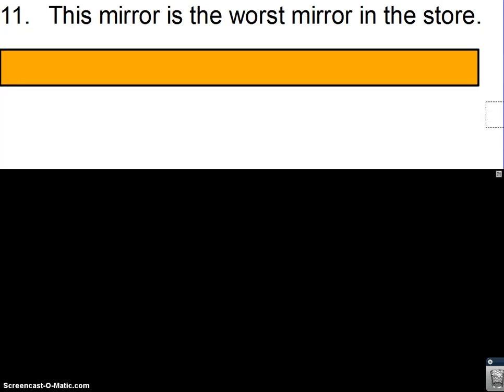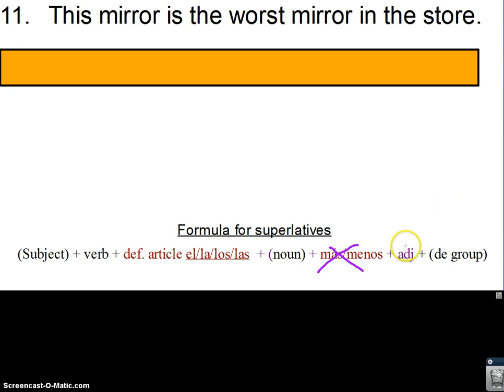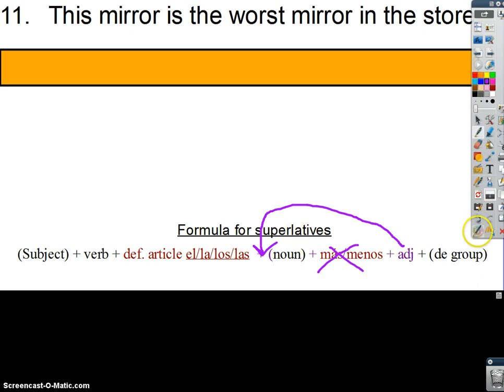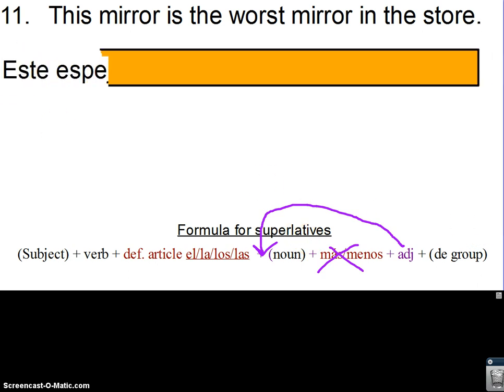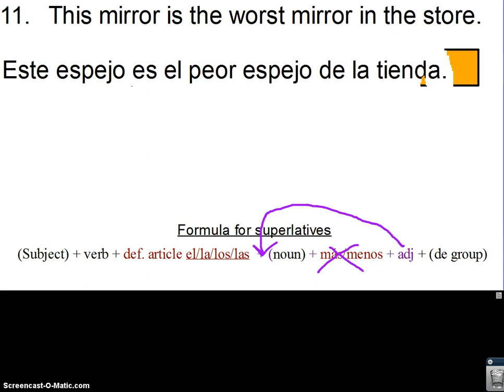Number 11. The mirror is the worst mirror in the store. Is this a comparative or a superlative? We're saying the worst, therefore it's a superlative. But not only is it a superlative, it's one of our irregulars. There is a way to say the worst in Spanish, so we're not going to use más o menos, and it's one of those irregulars that goes before the noun. So how would we say this in Spanish? We're going to say this mirror is the worst mirror. The worst mirror in the store.